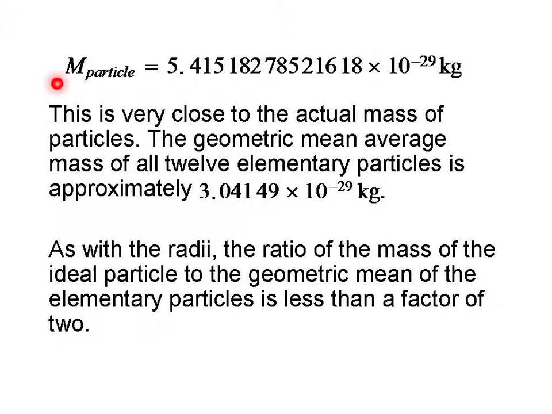Now our ideal particle mass, approximately 5.4 times 10 to the minus 29 kilograms, is very close to the actual mass of particles. The geometric mean average mass of all 12 elementary particles is approximately 3 times 10 to the minus 29 kilograms. Very close to our ideal particle mass. And as with the radii, the ratio of the mass of the ideal particle to the geometric mean of the elementary particles is less than a factor of 2. It's the same ratio and same factor as we had with the radius.